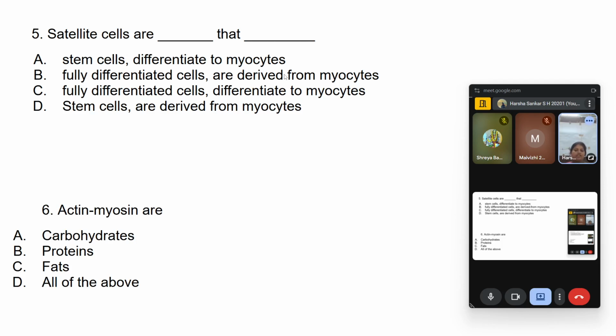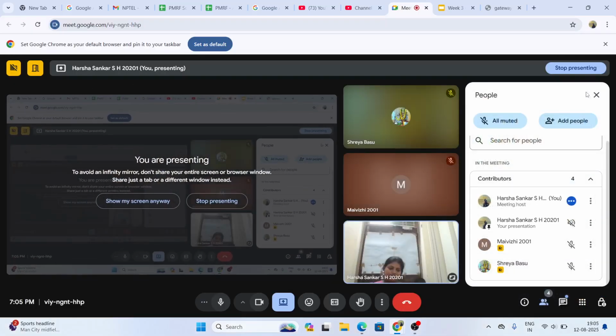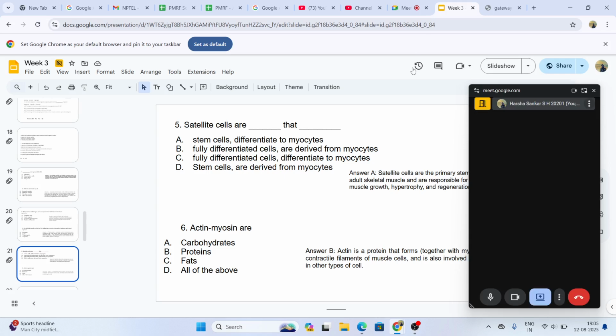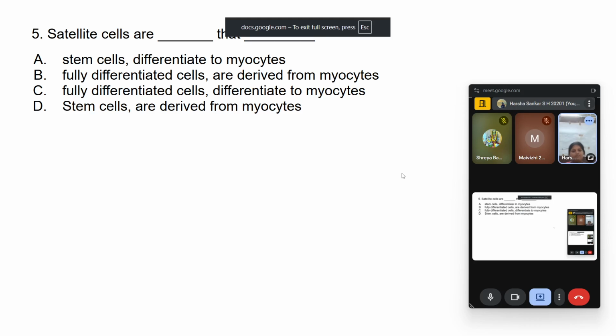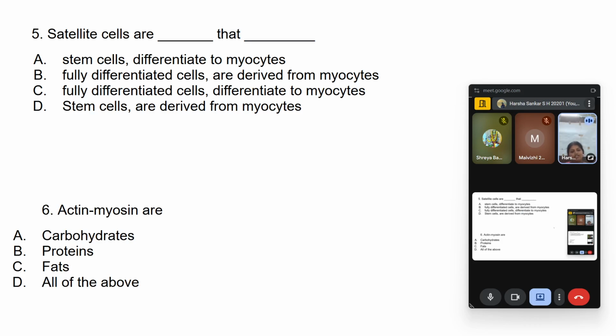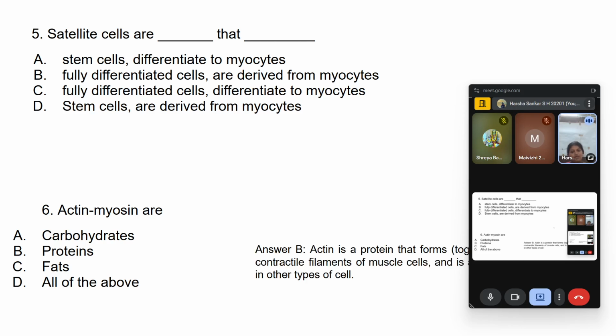Actin and myosin are dash. Carbohydrate, protein, fats, or all of the above. We discussed this multiple times. Actin is this, myosin is dash. What is the correct answer? The correct answer is they are proteins. Actin is a globular protein and myosin is a motor protein. So both are proteins. The correct answer is option B. Okay.